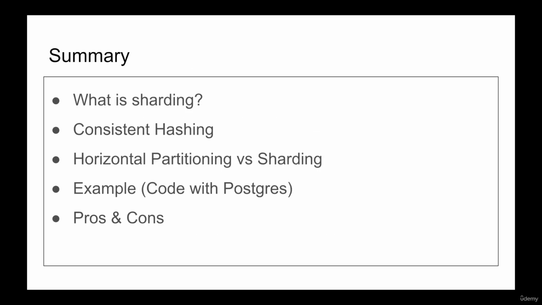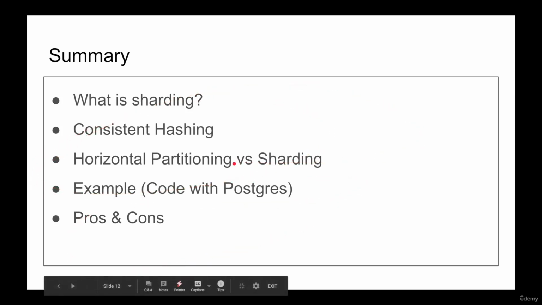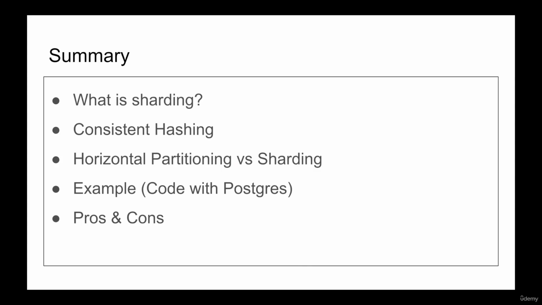Summary, what did we discuss, guys? We discussed sharding. This is the meaning of sharding: spread your tables into multiple database instances, right? We discussed consistent hashing, just a little bit, consistently hashing data into multiple entries. We discussed horizontal partitioning versus sharding, that's the difference, a little bit. We talked about the advantages and disadvantages of those.